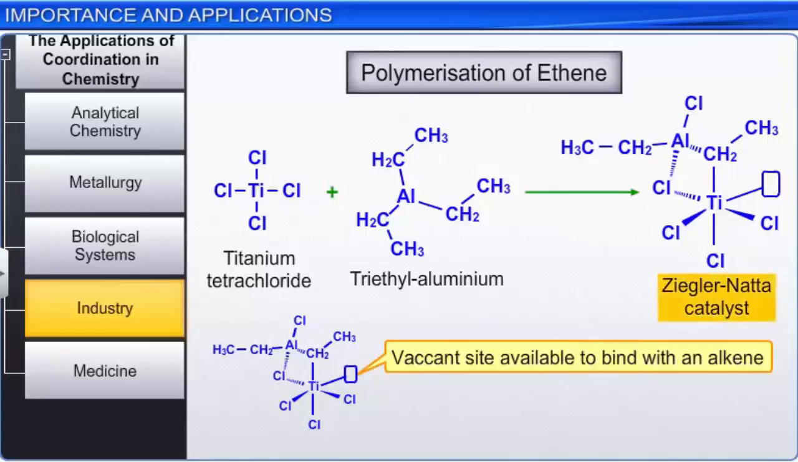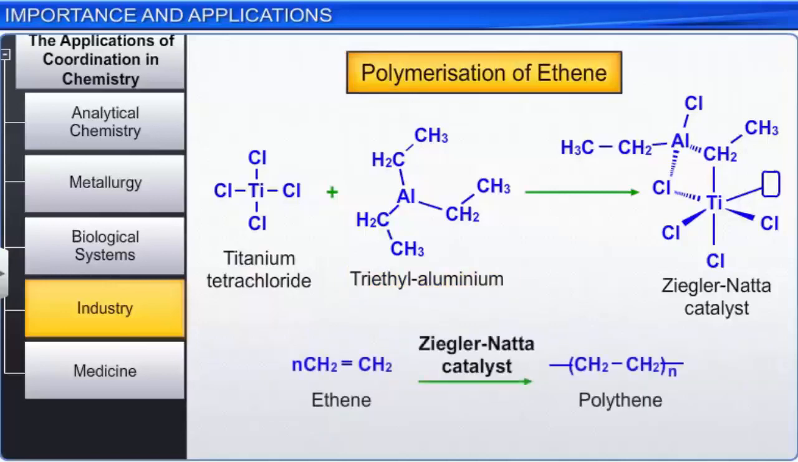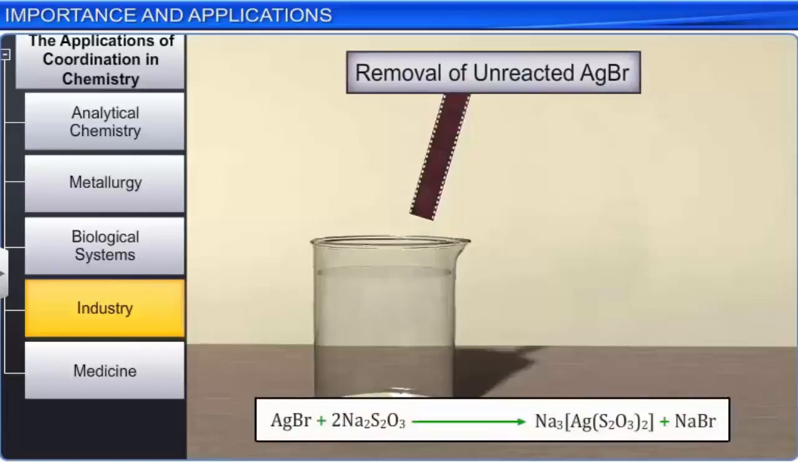In black and white photography, the unreacted silver bromide on the film dissolves in a dilute hypo solution due to the formation of the complex sodium dithiosulfatoargentate(I).